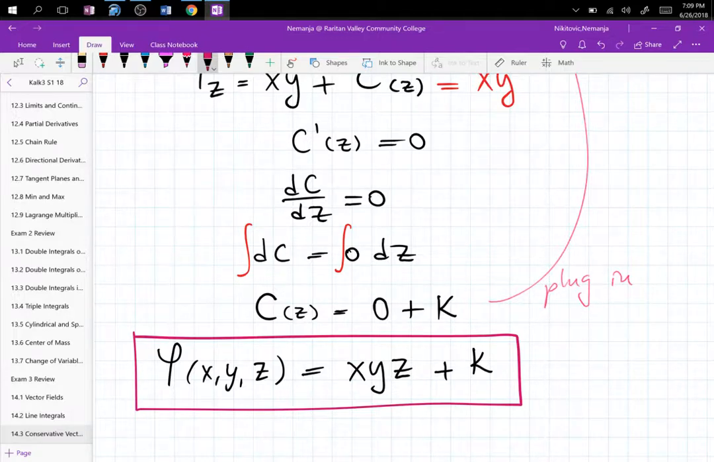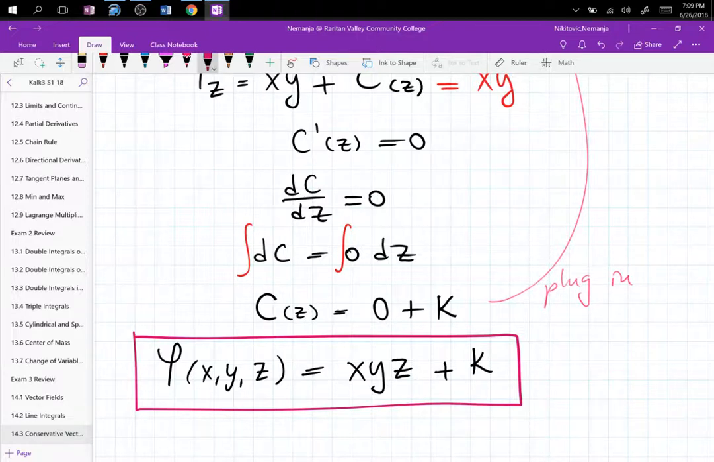Anyway, so the next question, and I don't know if you are begging for this question: why would we look for a potential function? What could we possibly do with the potential function? There is a fundamental theorem for line integrals.